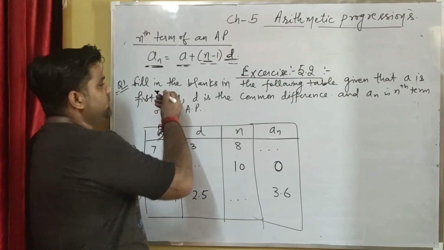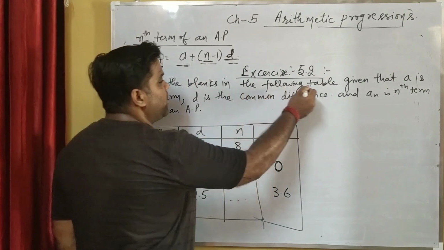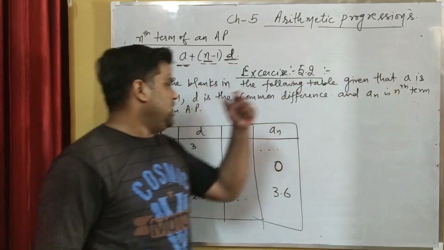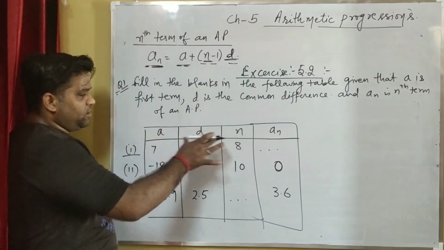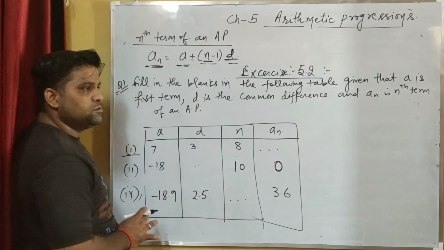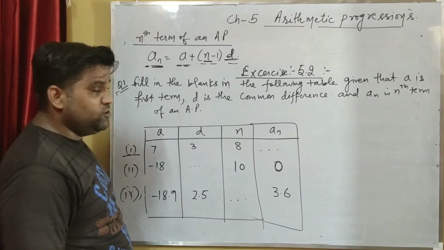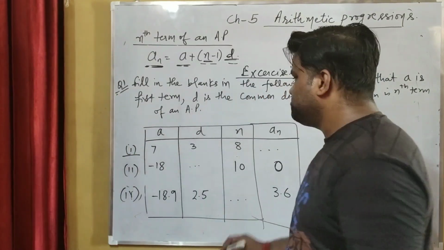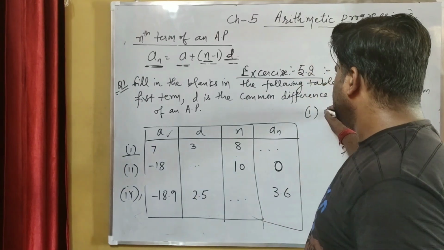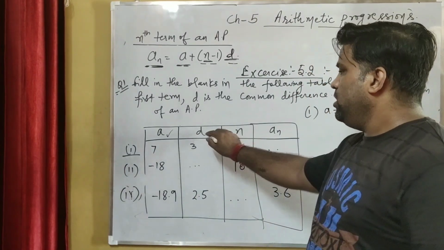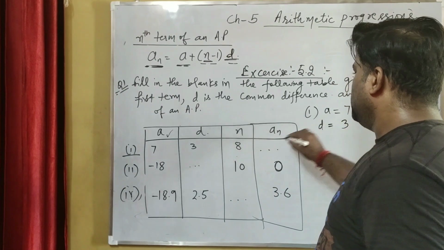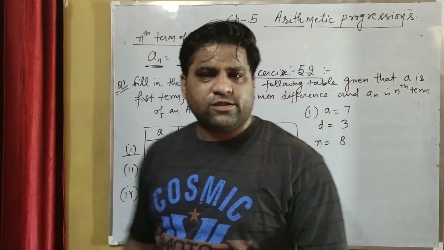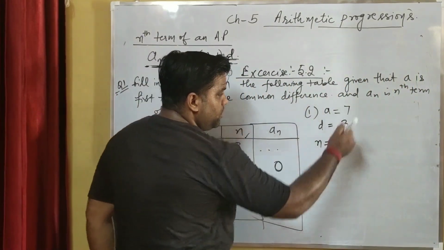In question number 1, it is given: fill in the blanks in the following table, given that A is the first term, D is the common difference, and An is the nth term of an AP. So we have to fill in the blanks by using that formula. So how can we use it? Let us come to the first part. Here they have given the first term A equal to 7, D equal to 3, and the number of terms n equal to 8.